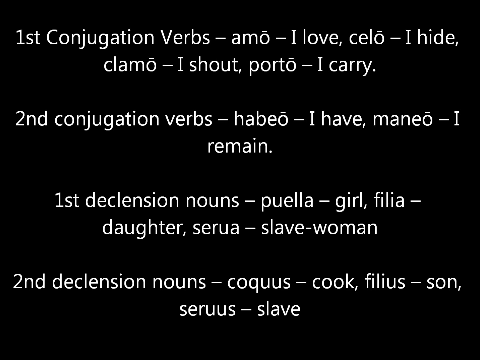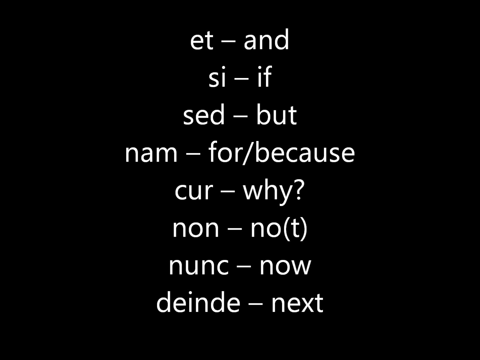And now I'm going to teach you a few other words which will add to your sentence constructing ability. Et, and; si, if; sed, but; nam, for or because; cur, why; non, no or not; nunc, now; and deinde, next. We're also going to look at how you say you and I.